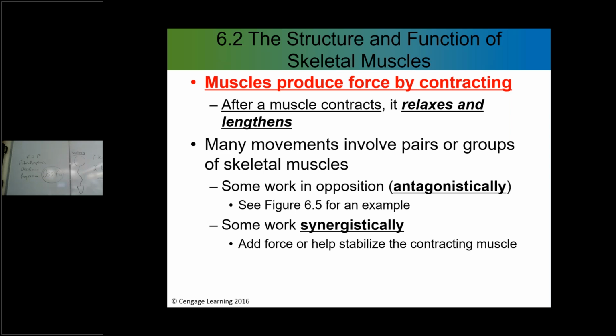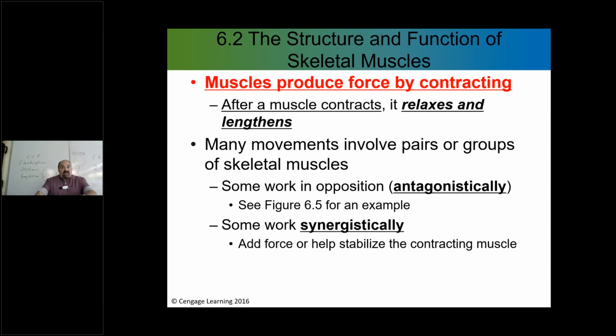Now, see these terms here? Antagonistically, and synergistically. So a synergist and an antagonist. Think about this for a moment. The biceps and the triceps: biceps allow for this action, triceps allow for this action. We would say they are synergistic or antagonistic. What do you think? Antagonistic, because they perform opposite actions.